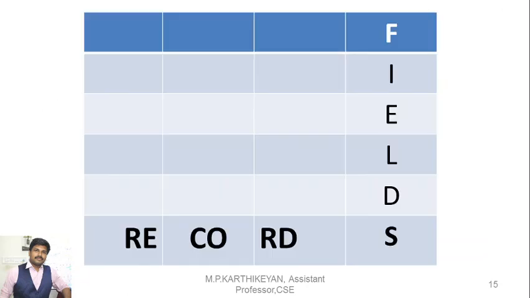This is an example of what is a field and what is a record. One particular field is one complete column, and one particular row is called a record of a particular entity or a particular person.